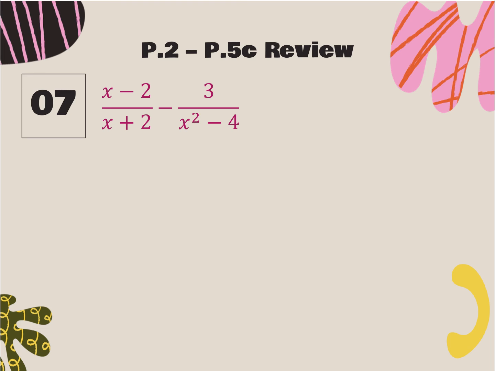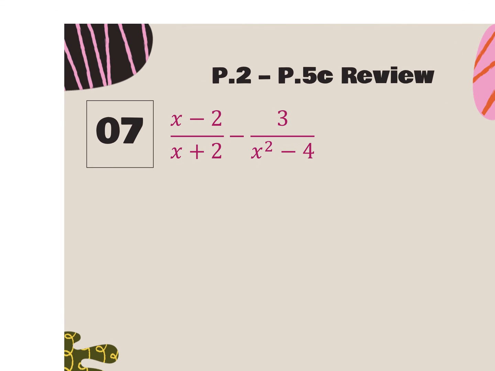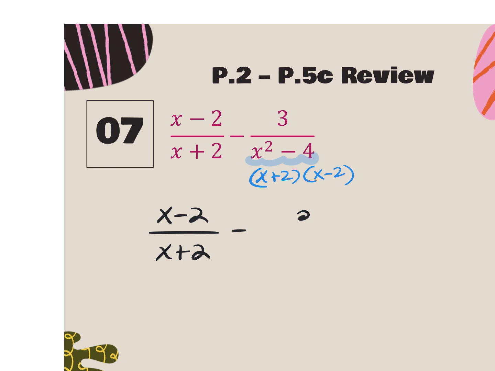So for the last example, it's a subtraction. So we need to factor this denominator first because part of the common denominator is hiding in here. So I can factor this into x plus 2 and x minus 2. That is my LCD. So let me go ahead and rewrite this. So x minus 2 over x plus 2.